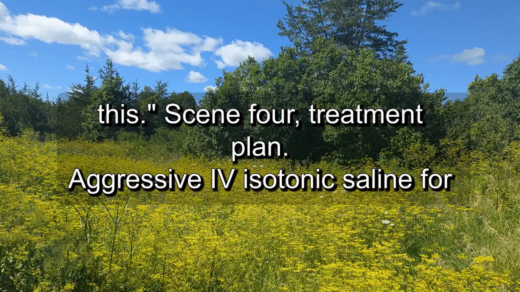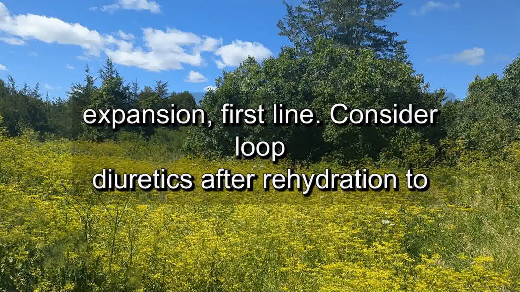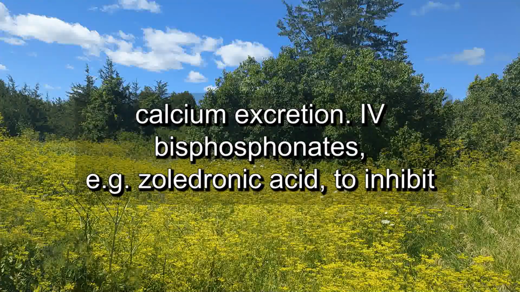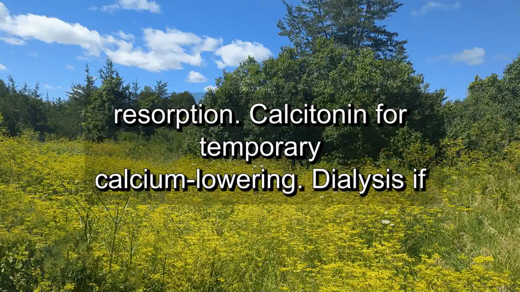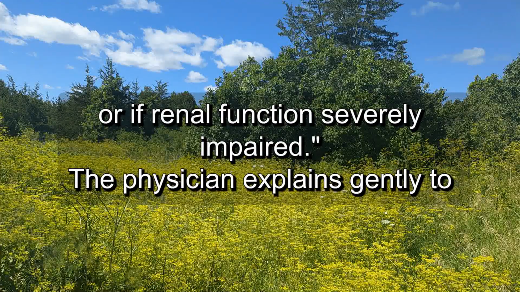Scene 4, treatment plan. Aggressive isotonic saline for volume expansion, first line. Consider loop diuretics after rehydration to promote calcium excretion. IV bisphosphonates, e.g. zoledronic acid, to inhibit bone resorption. Calcitonin for temporary calcium lowering. Dialysis if refractory or if renal function severely impaired.